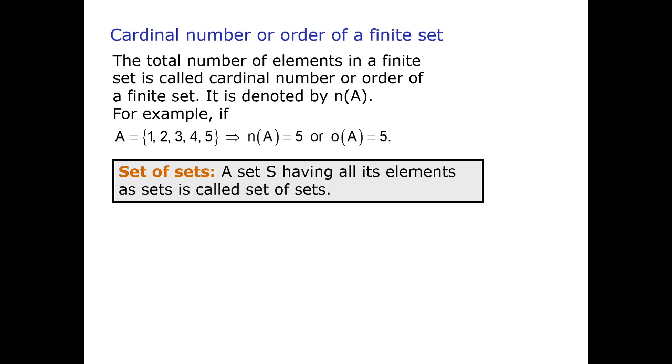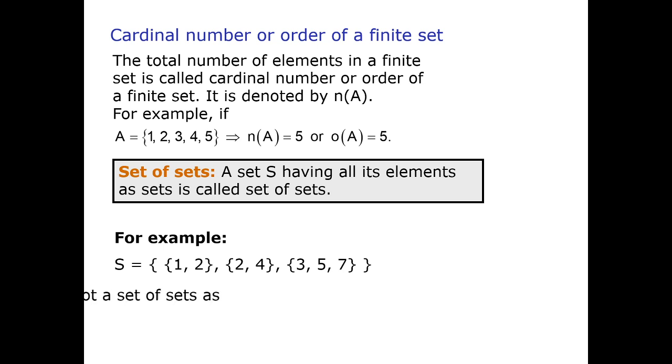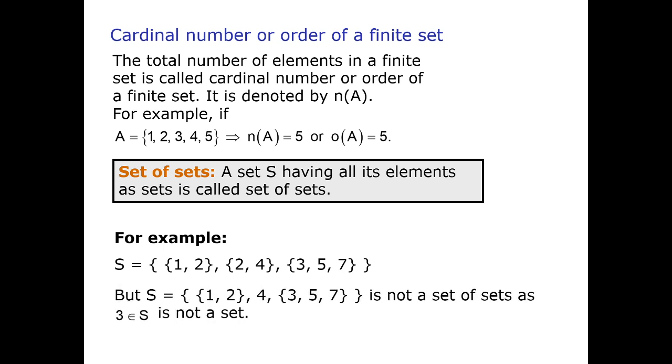Set of sets. A set of sets is nothing but a set whose elements themselves are sets. For example, you can see this set. The members are sets themselves. But the set S, this is not a set of sets, because S3, which belongs to S, is not a set.